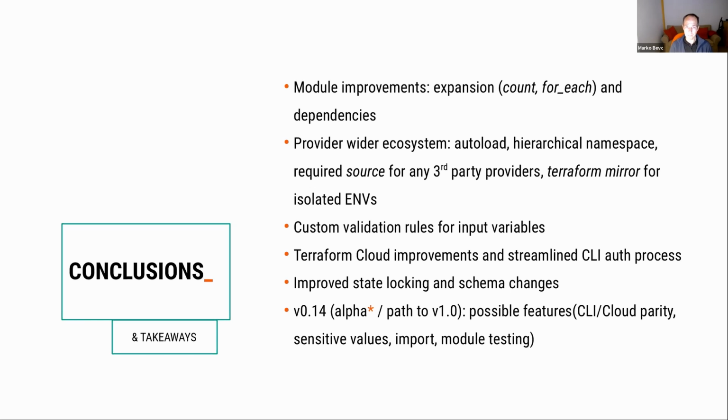And the Terraform Cloud improvements and streamlined CLI authentication process. I can quickly show that, but let me just wrap it up here with, there is also improved state locking, as I mentioned before. And obviously 0.14 is already in alpha, which you can grab from releases.hashicorp.com, where we are on a good path to 1.0 with possible features that were hinted at in the last HashiConf there.